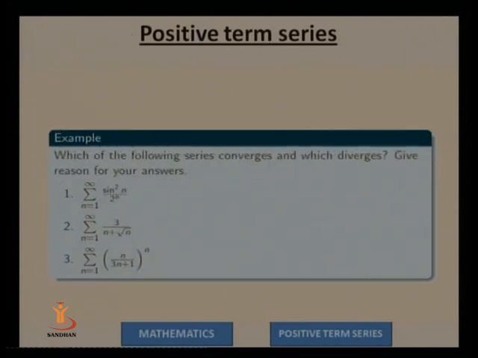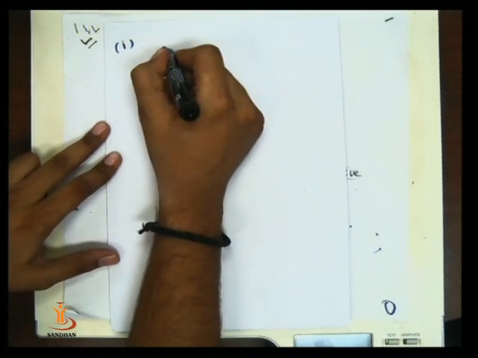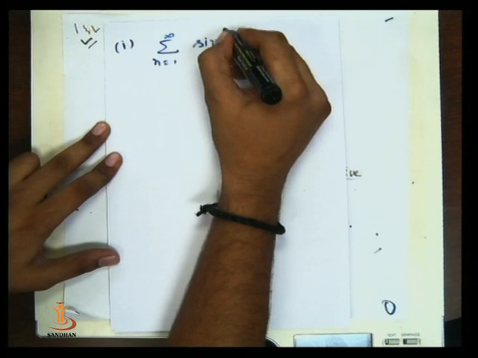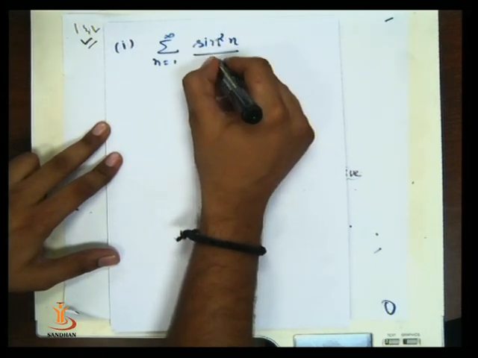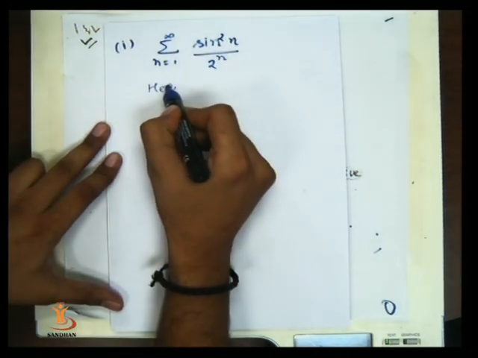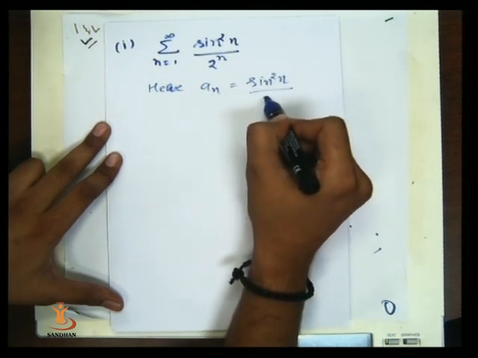Now next are examples. In these examples we are given some series that converge or diverge, which we have to discuss, along with some results. Now first of all let us start with the first example. So the first example is summation n equals 1 to infinity of sine square n upon 2 raised to n. Now here we have an equal to sine square n upon 2 raised to n.